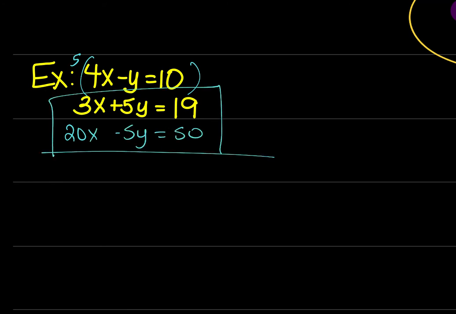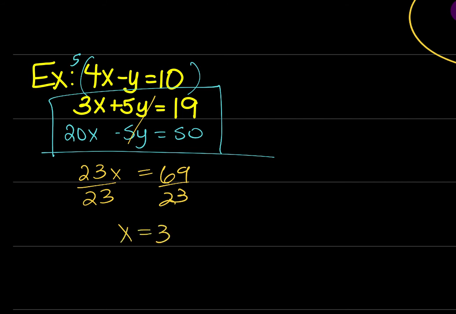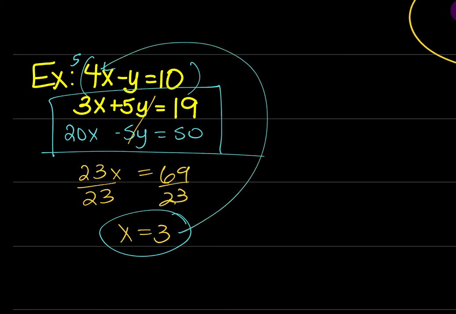All right, from here, you're going to add these two so that I get 23x. These cancel, equals 69. Divide both sides by 23, and x is 3. Then I'm going to plug that back in, and it doesn't matter where I plug it back in. If you want to pick the first one, you can. 4 times 3 minus y equals 10. 12 minus y equals 10. Negative y equals negative 2, and y equals 2.